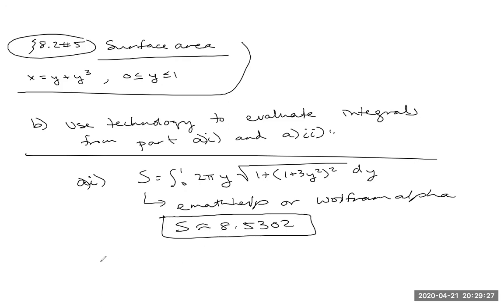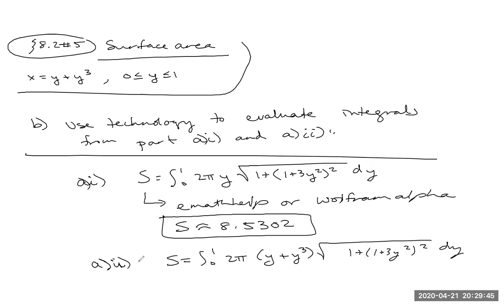And then for part A2, you had this integral. So same thing, plug it in, and you get approximately 13.5134. That wraps up 8.2 number 5. And now we move on to 8.2 number 8, which is a wee bit longer.